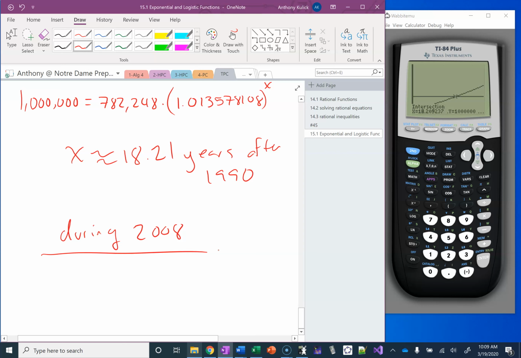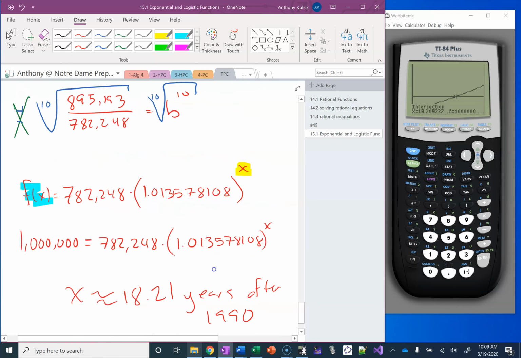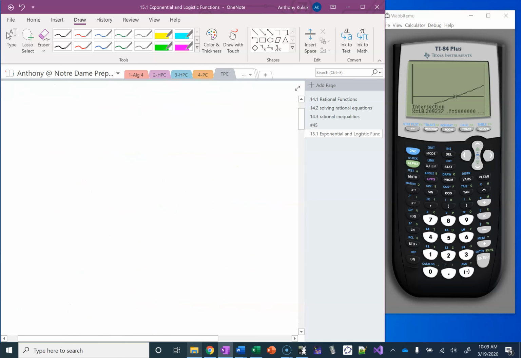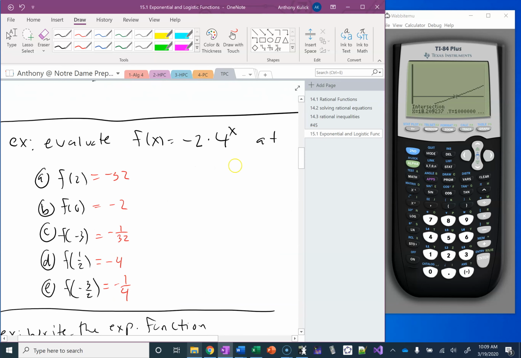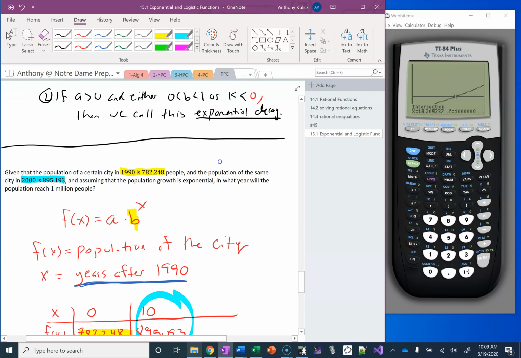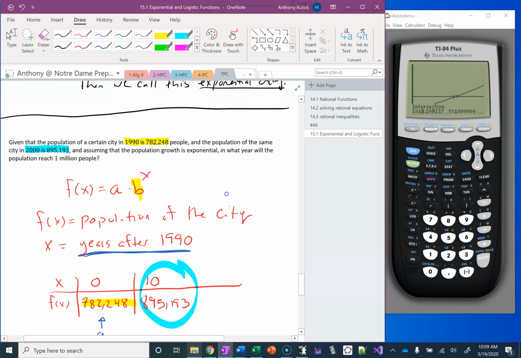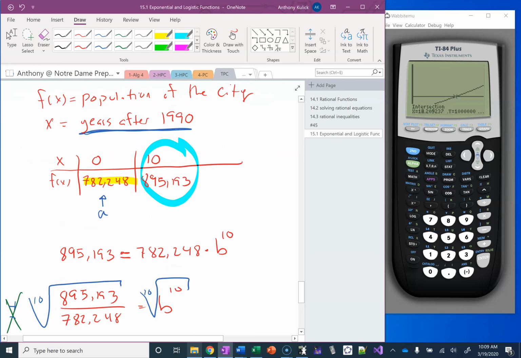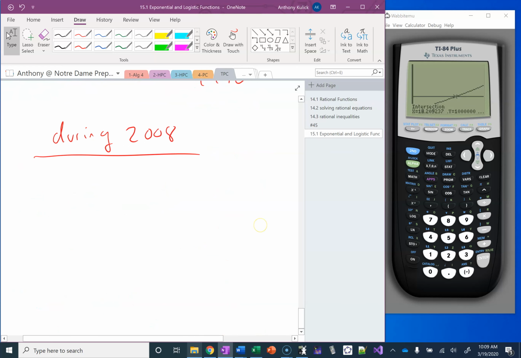So sometime during 2008. Let's reread that question and make sure that we're answering that correctly, because sometimes we'll be specific and say like, at the start of what year or something like that, and then we have to be a little bit careful. So in what year will the population reach 1 million? So during 2008, I would say, is a perfectly reasonable way of answering that question.